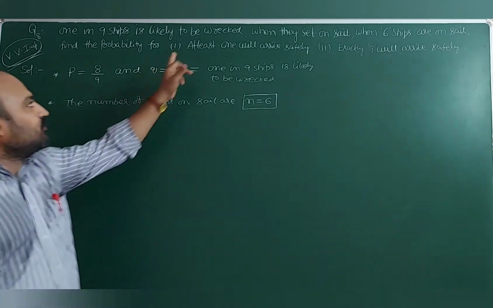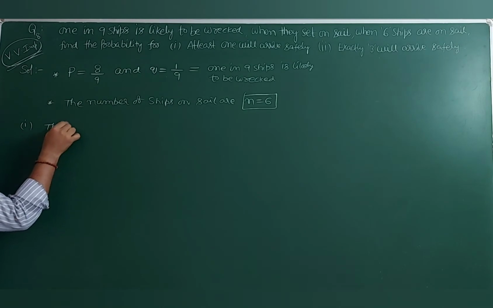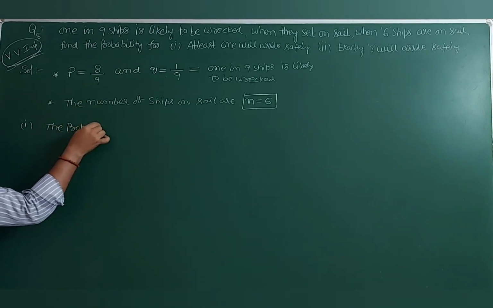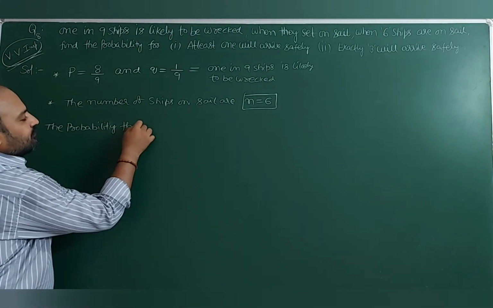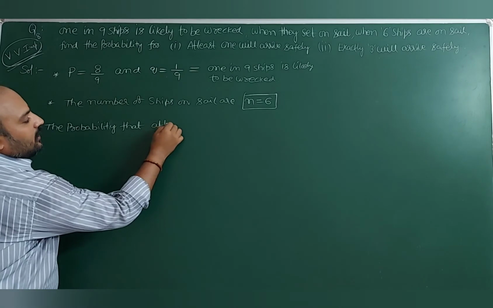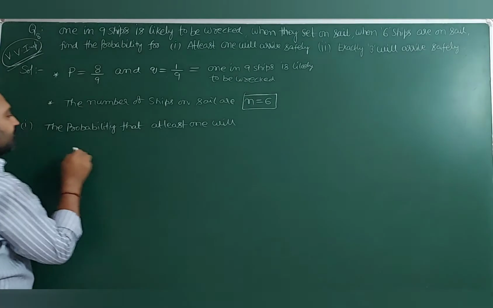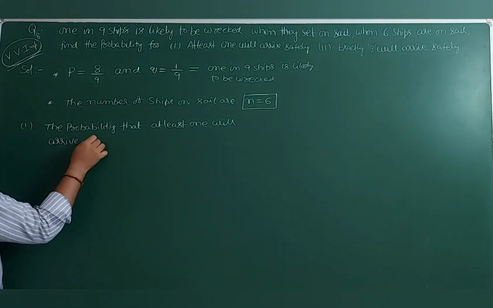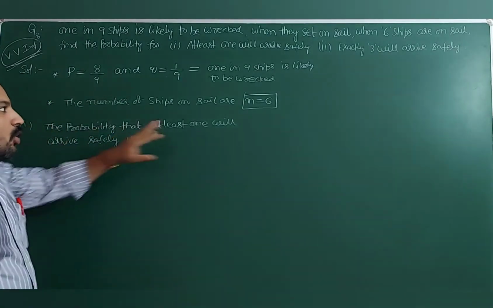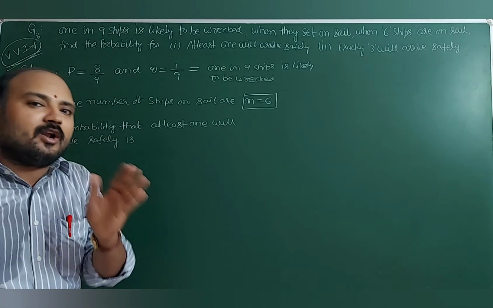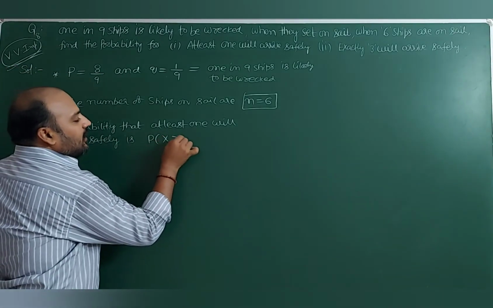Now come to the question. At least 1 will arrive safely. The first question. The probability that at least 1 will arrive safely is at least 1. Total how many are there? 6. At least 1 means either 1 or 2 or 3 or 4 or 5 or 6. So that means P of X is greater than or equal to 1.